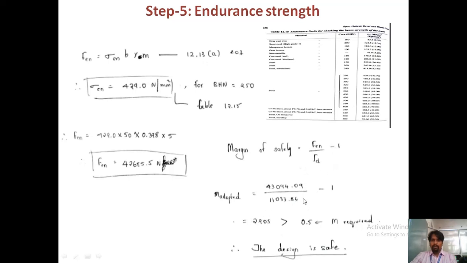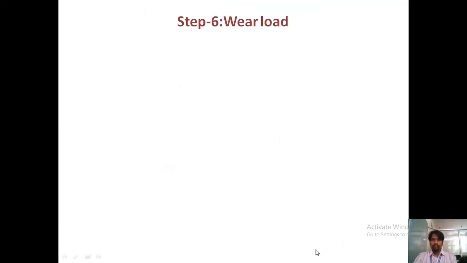If this value is greater than 0.5, then the design is safe. If it is less than 0.5, the design is not safe. But in this case we are getting 2.905, which is greater than 0.5, so the design is safe. The last step is to calculate the wear load. The wear load is given by D1 B Q K, equation number 12.15E. Q is given by 2 Z2 divided by Z1 plus Z2. Here we need to take the corrected values of Z1 and Z2. The corrected value of Z1 is 35 and of Z2 is 88.